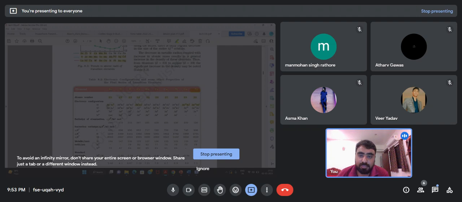And again, the electronic configuration, you need to make sure chromium and copper.